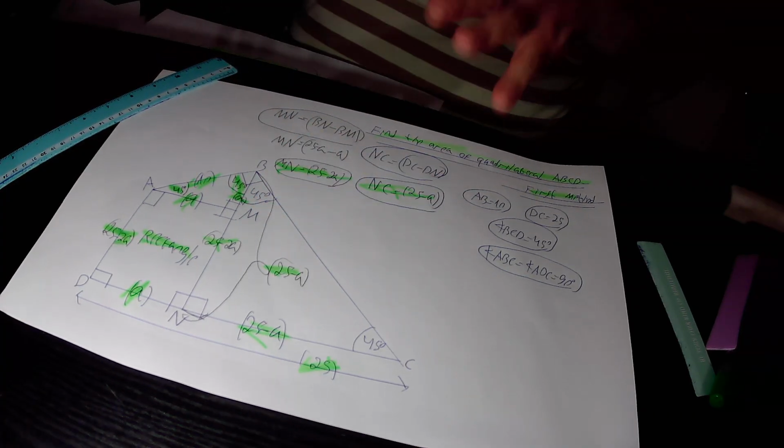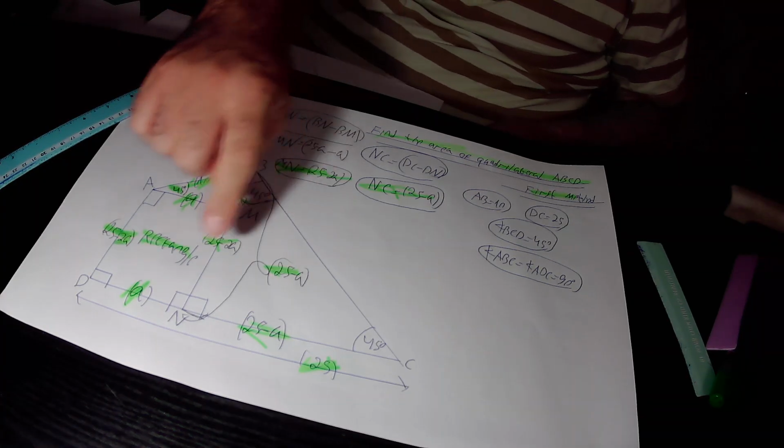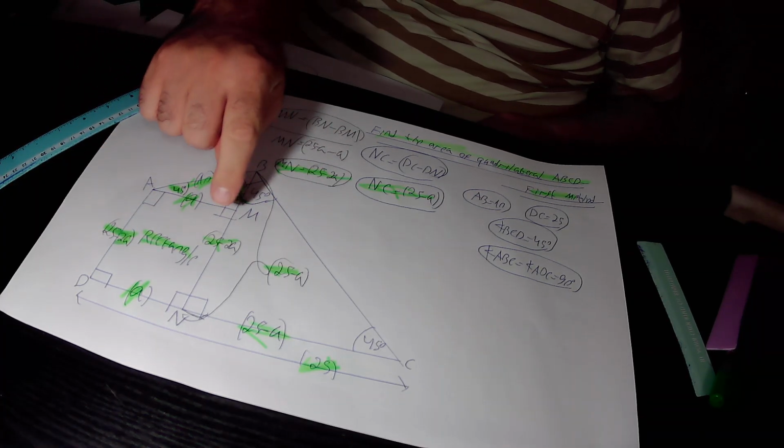By doing those constructions, we get the quadrilateral AMND. Inside quadrilateral AMND, we have 1, 2, 3 right angles.